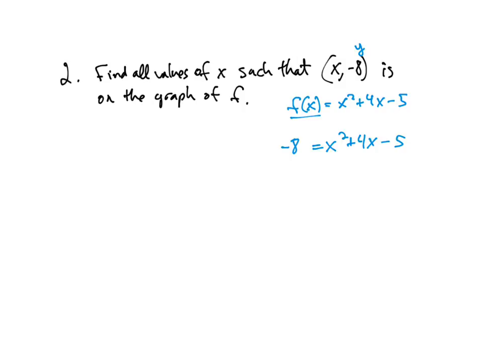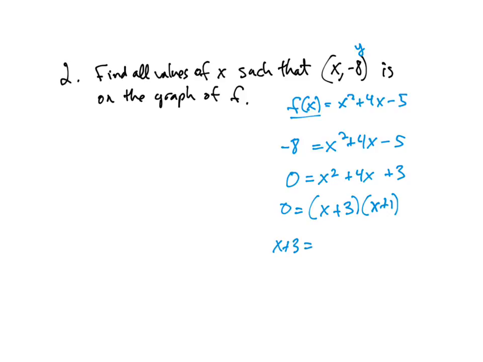So what we want to do is solve this equation for x. I'm going to add 8 to both sides. We get x squared plus 4x plus 3, and we need to solve for x. Solving this quadratic, we can just factor it. This is x plus 3, x plus 1, and that's equal to 0.